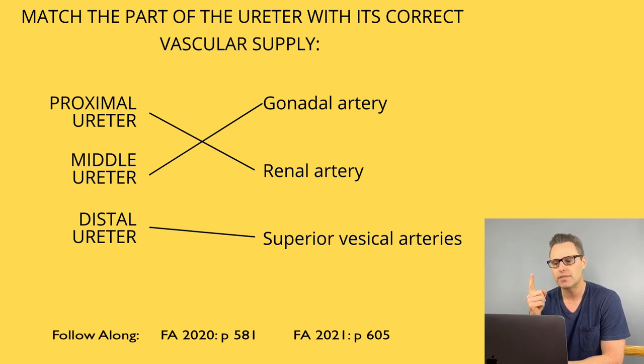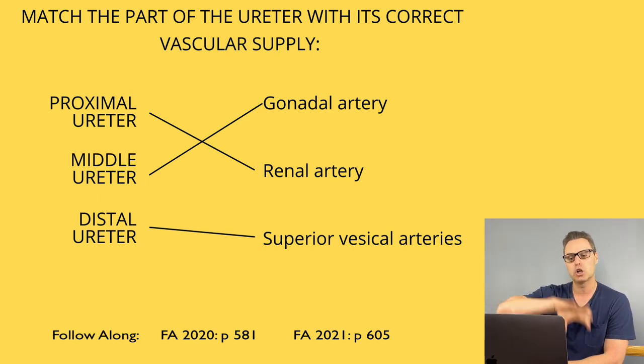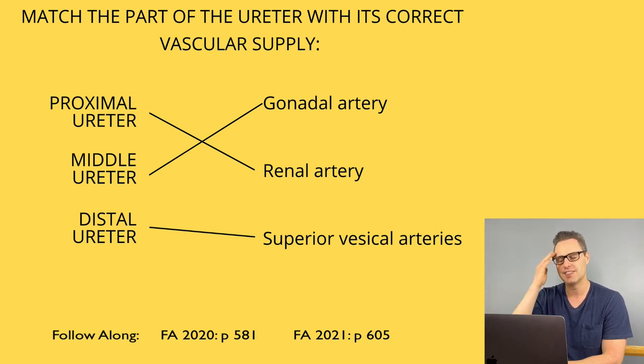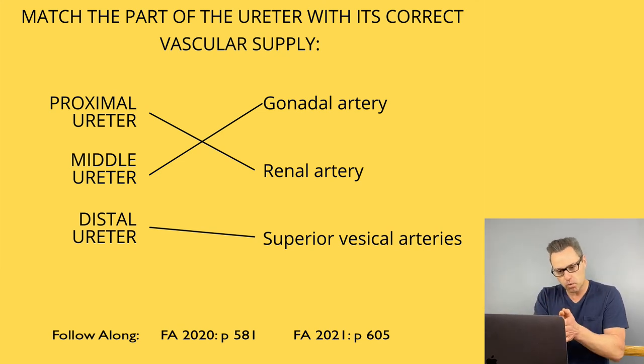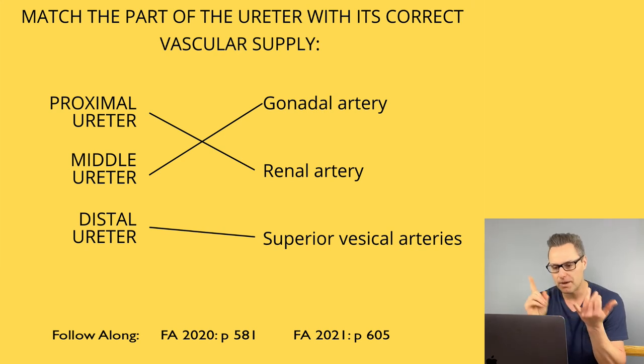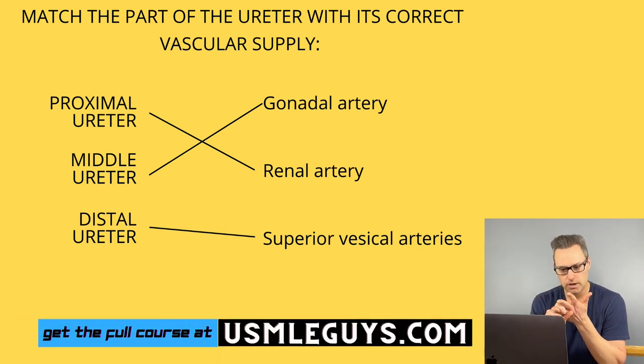So remember that the proximal ureter, the part closest to the kidney, is supplied by the renal arteries. That just makes sense. The middle portion of the ureter is supplied by the gonadal artery, the aorta, and the common and internal iliacs. And then the distal portion is supplied by the internal iliac and the superior vesical arteries. All right, make sure you know this information because it is easy to gloss over, like I keep saying, and I keep saying it because I don't want you to do that.